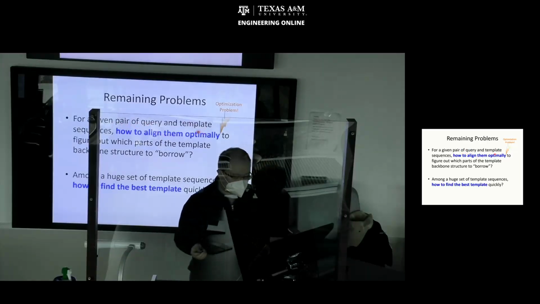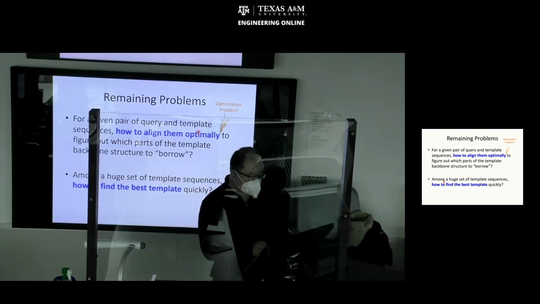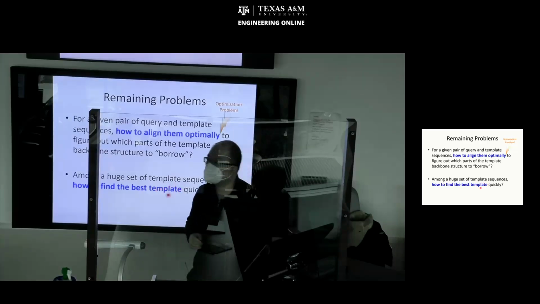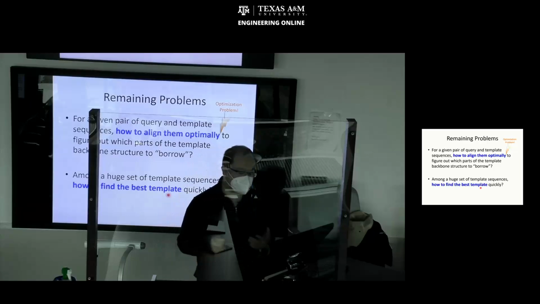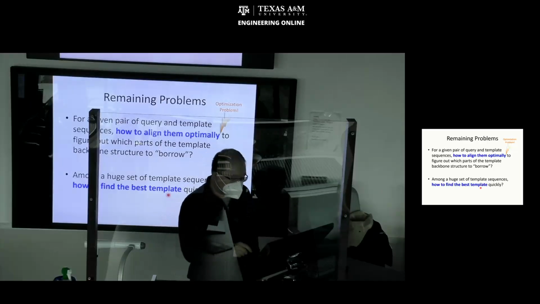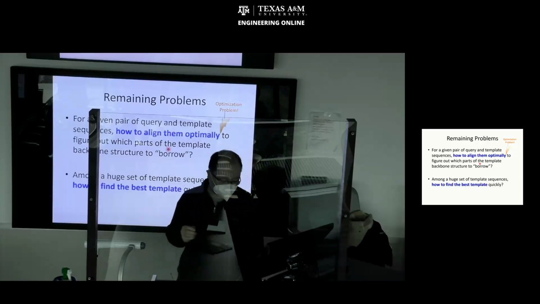But remember, there are many templates, 180,000 protein sequences with structures solved in different conditions. How do you find the best template or templates quickly? That's another question, right? So both can be formulated as optimization problems. And I want to talk mostly about the first problem of sequence alignment in the next lecture, okay?